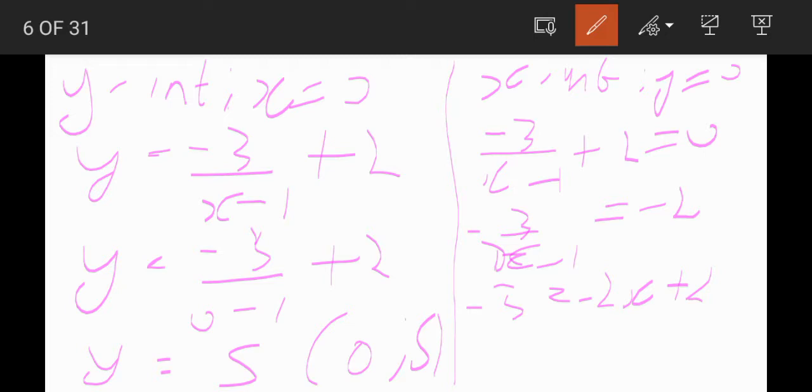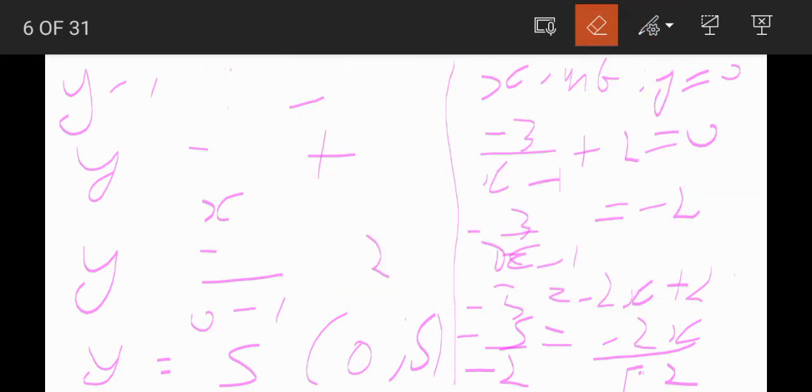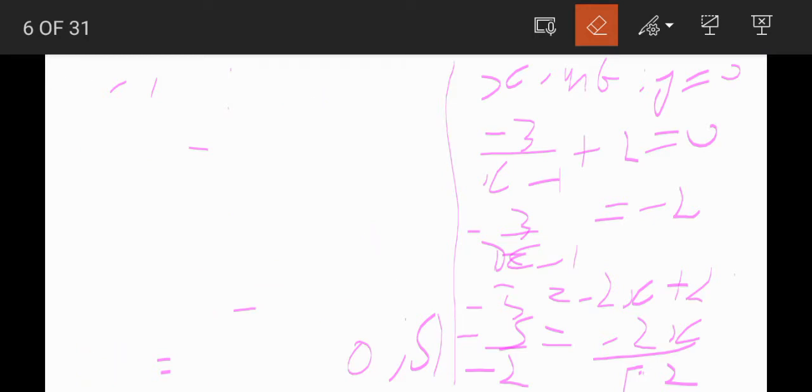Then what do you do here? You can just transpose the positive 2 to this side. It's going to be negative 5 is equal to negative 2x. So we're going to divide by negative 2, divide by negative 2. Then what's our answer here? We have x is equal to positive 5 over 2. So this is your x-intercept.